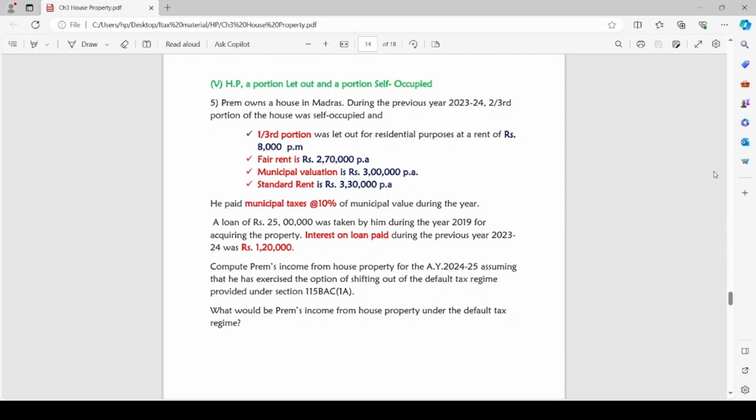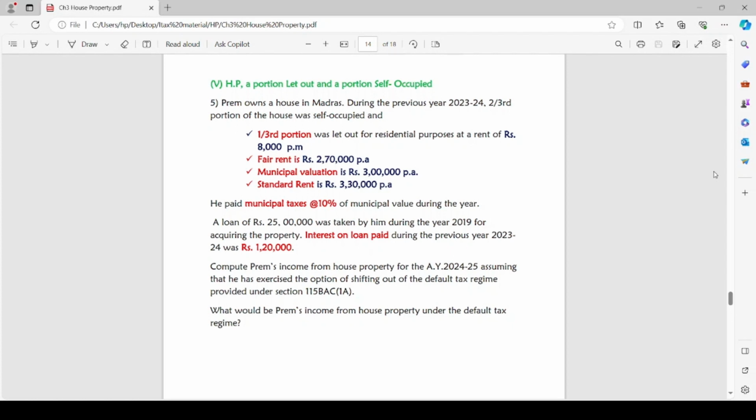Municipal valuation is rupees 3 lakh and standard rent is rupees 3,30,000 per annum. He paid municipal taxes at the rate of 10% of municipal value during the year. A loan of rupees 25 lakh was taken by him during the year 2019 for acquiring the property. Interest on the loan paid during the previous year 2023-24 was rupees 1,20,000.